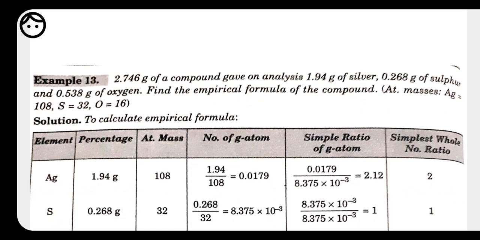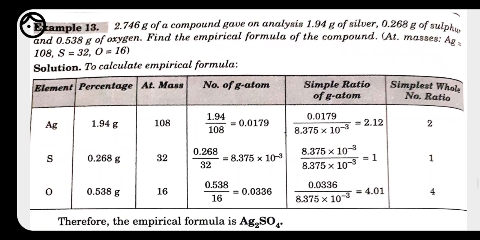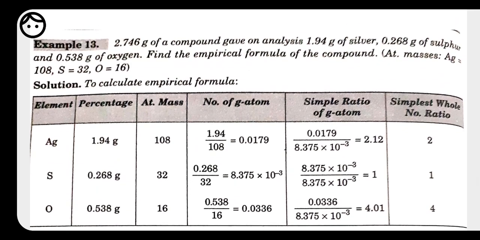2.746 gram of compound gave on analysis 1.94 gram of silver, 0.268 gram of sulfur, and 0.538 gram of oxygen. Here it is given in the gram, not in the percentage. Okay, so find the empirical formula of the compound where the atomic mass of silver is 108, atomic mass of sulfur is 32, and atomic mass of oxygen is 16.